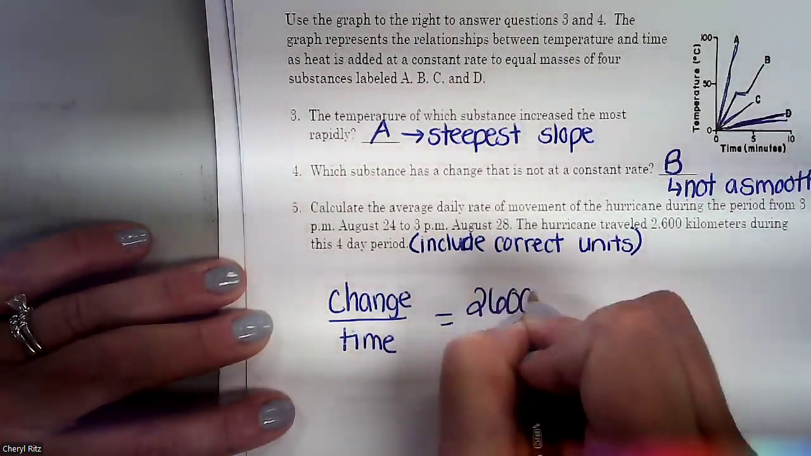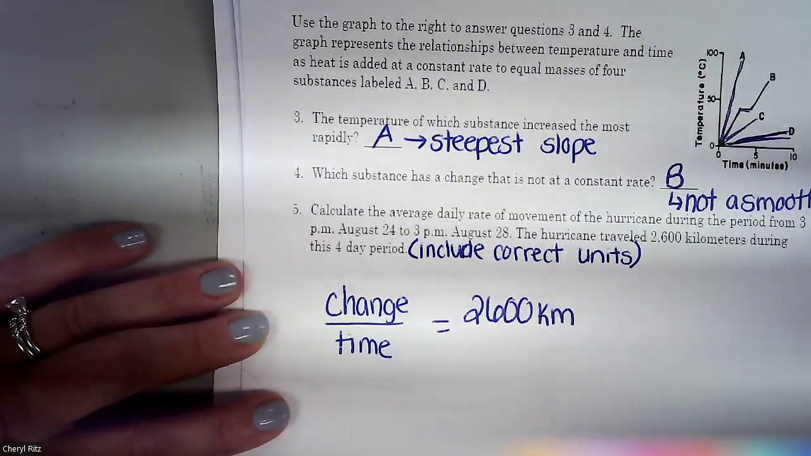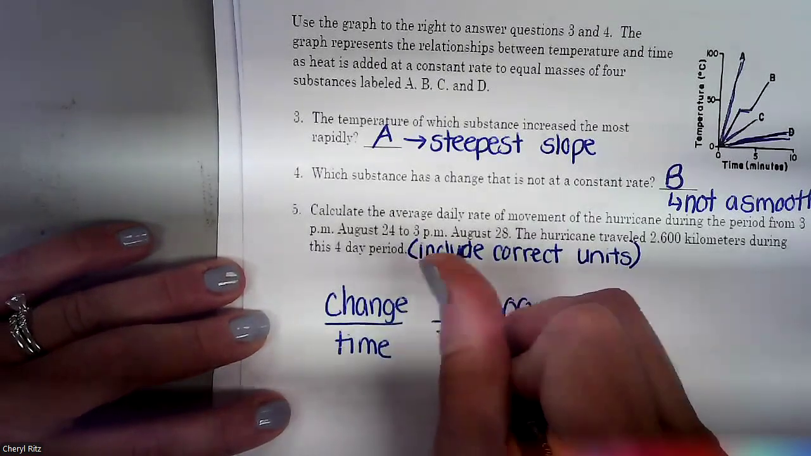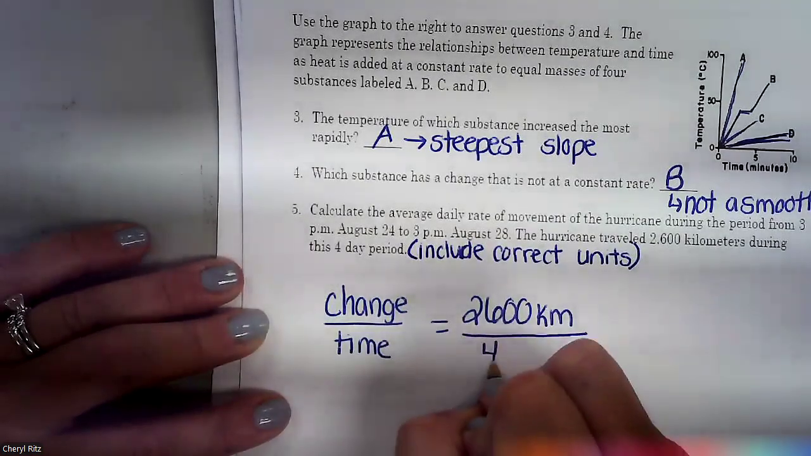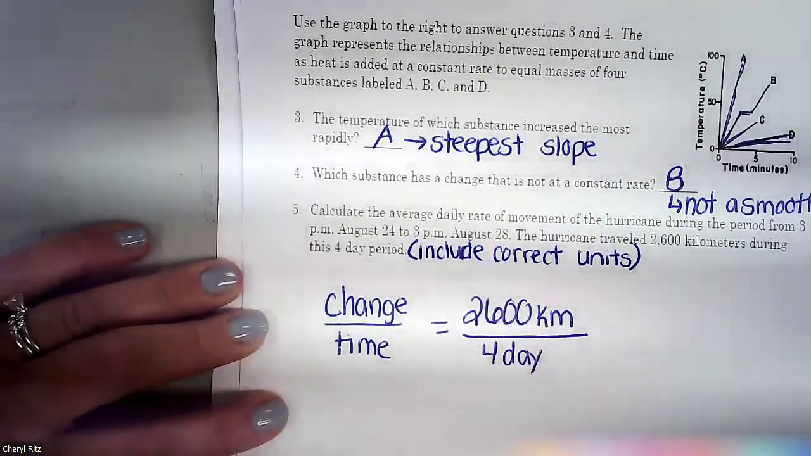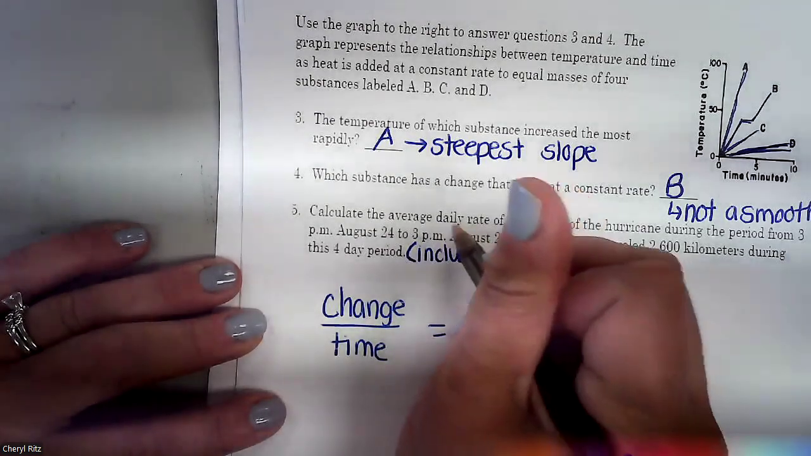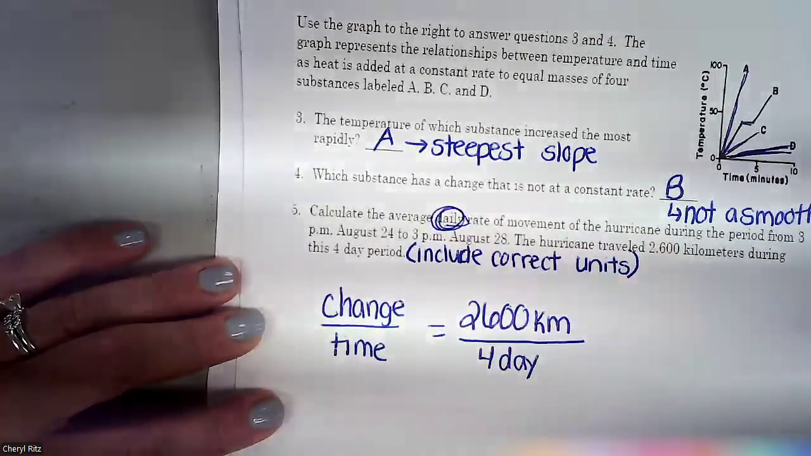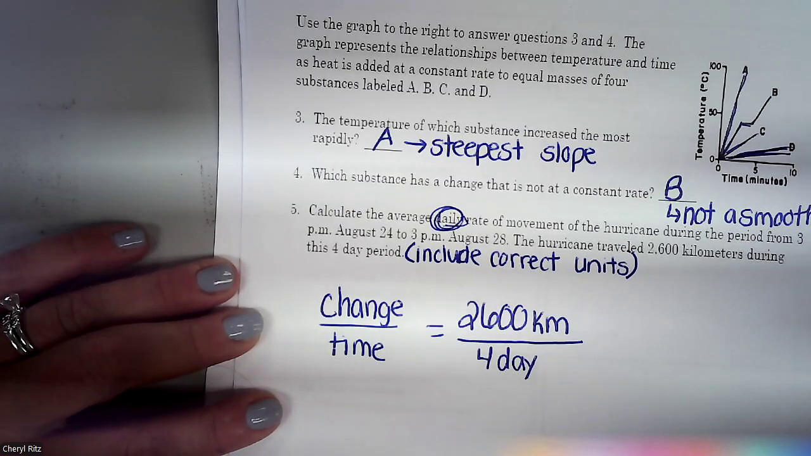2,600 kilometers. That means it moved 2,600 kilometers. And how long did it take for that movement to happen? 4 days. Now, I did see some people trying to change that 4 days into hours. You don't need to do that. The directions did say the daily rate of change. If you did change it into hours, I don't think the Regents would mark you wrong as long as you did it correctly and labeled it correctly.